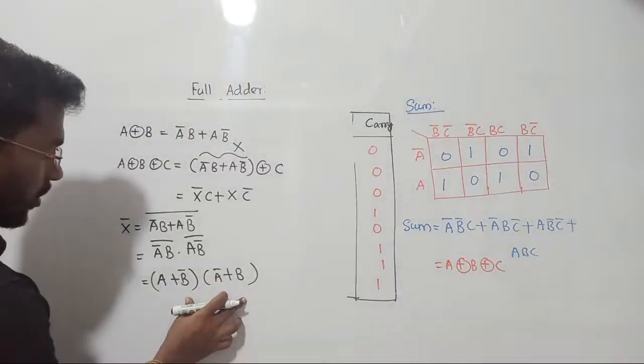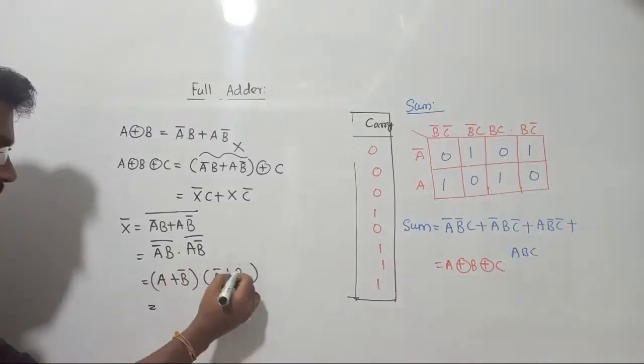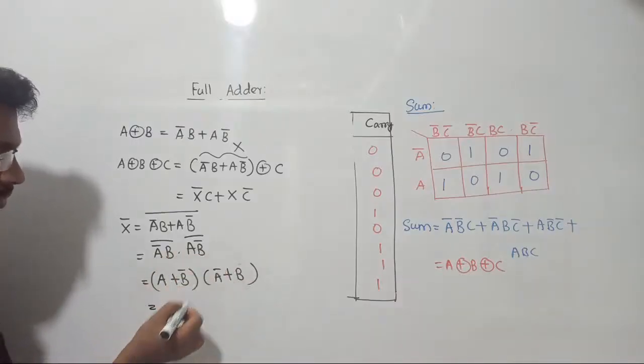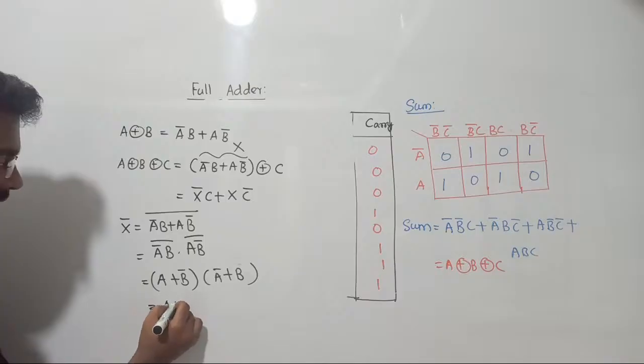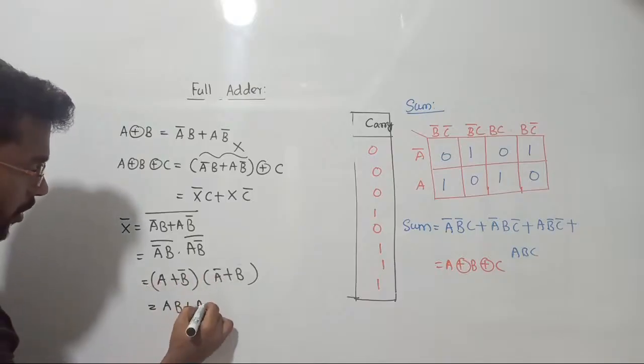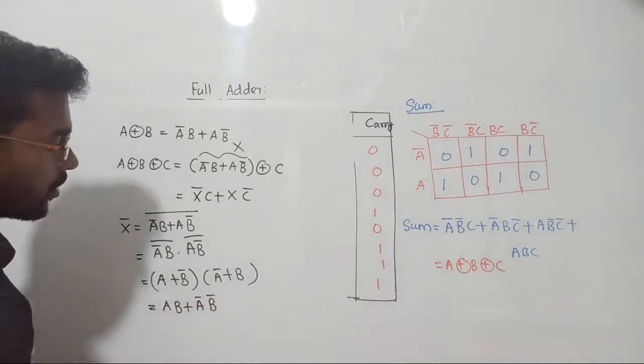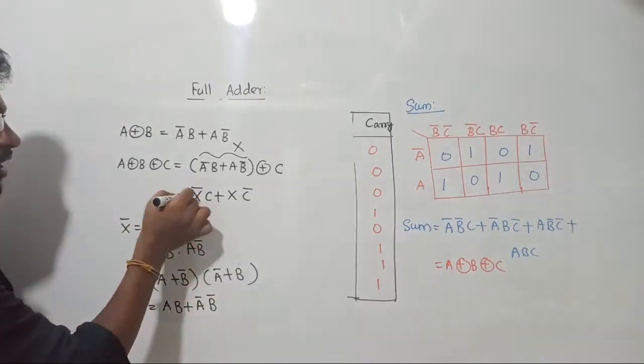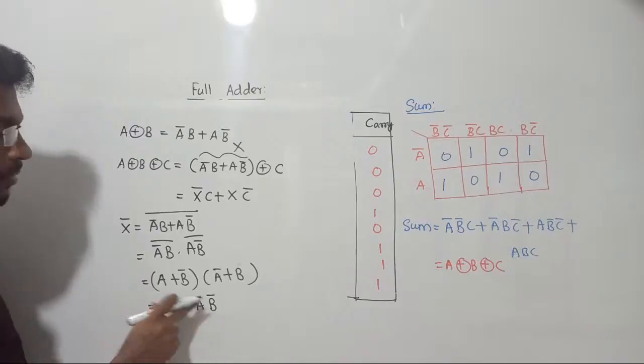Then let me open up the brackets. If you multiply it, that is going to be a dot a bar, that will be 0, and then we are getting ab, and then b dot b bar is also 0, and then we are getting a bar b bar. So finally, what I got is x bar can be replaced by ab plus a bar b bar, right?